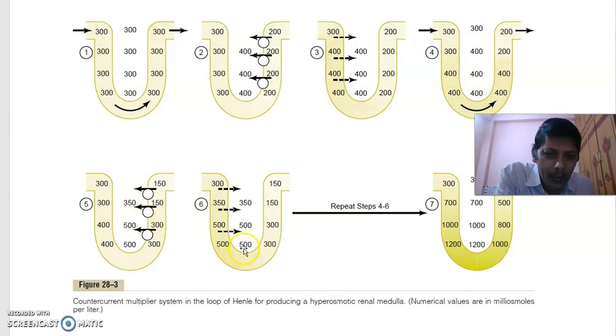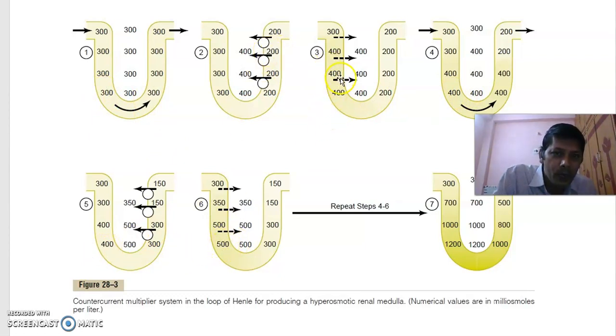Okay, now what is happening here? Now it has become 500. Observe this part. Now more water is coming because more salt has come here. Now again from the descending limb what is coming? Now observe the osmolarity, it has become 500. Earlier 300, then it became 400, then 400, now it has become 500.